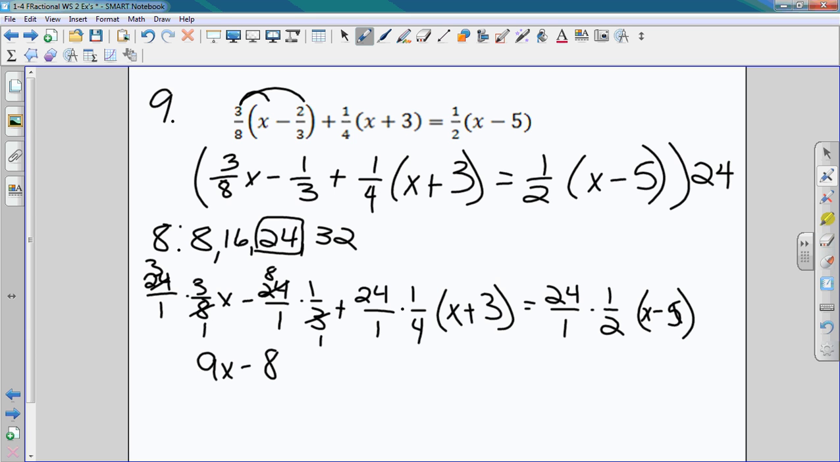First one, 8 divided by 8 is 1, 24 divided by 8 is 3. 3 times 3 is 9, and x, 9x. Cross reduce, 3 divided by 3 is 1, 24 divided by 3 is 8. 8 times 1 is just 8. Plus, 4 divided by 4 is 1, 24 divided by 4 is 6. 1 times 6 is 6, so I have 6x plus 3 equals, 2 divided by 2 is 1, 24 divided by 2 is 12. 12 times 1 is 12, x minus 5.